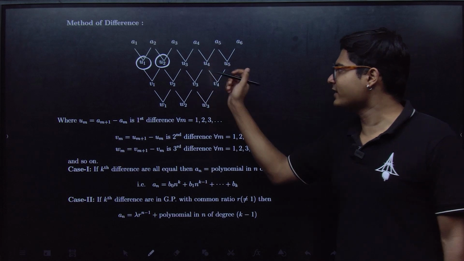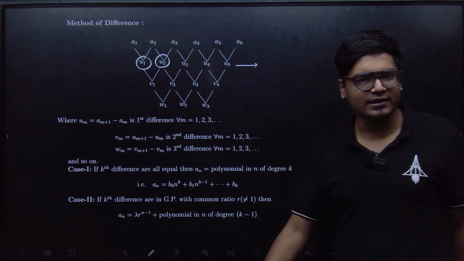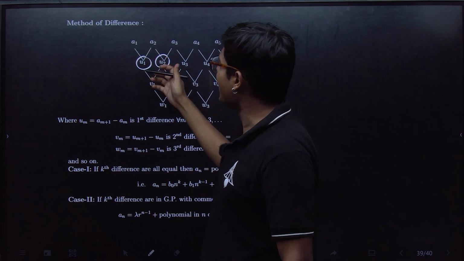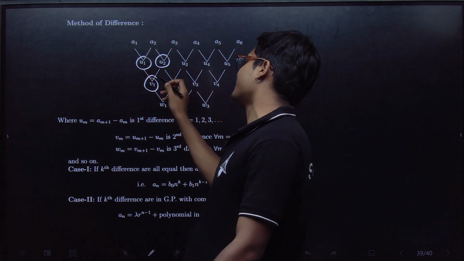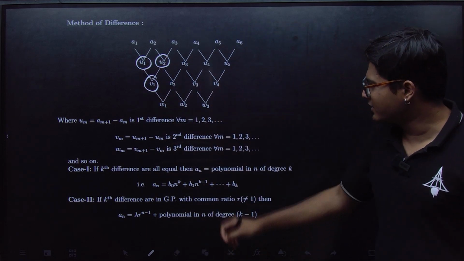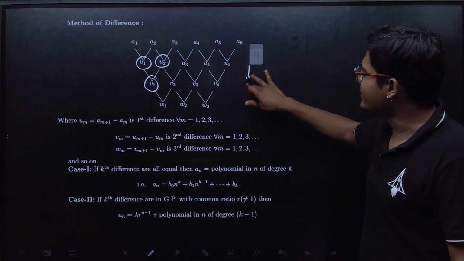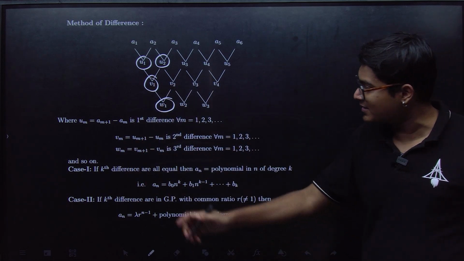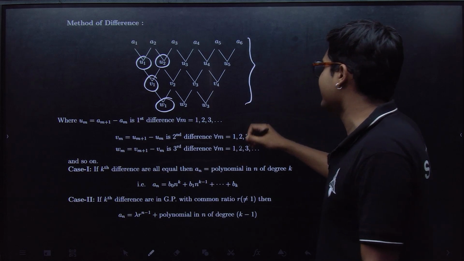Now, if all these are constant, then you basically get an arithmetic progression. But there is a chance that these are not constant. What might happen is that the difference of these differences is constant. This is known as a layer 2 AP. Similarly, if the difference of the difference of the differences, W1, is constant, then it's known as a layer 3 AP.